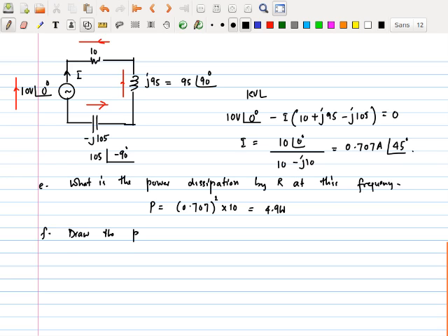Draw the phasor diagram. How to draw the phasor diagram for this? Can you quickly draw it? Draw the shape. You don't have to put the exact values. Show me the shape.